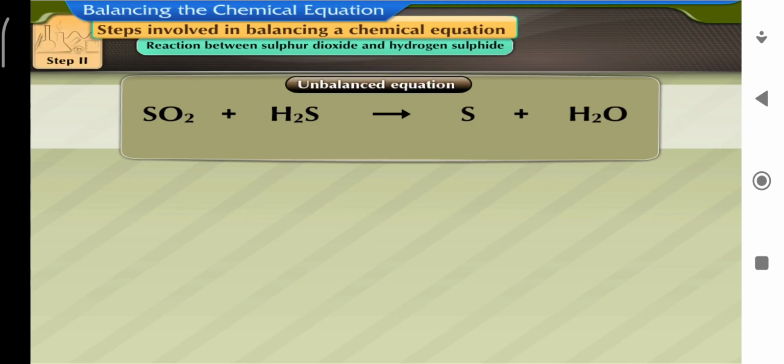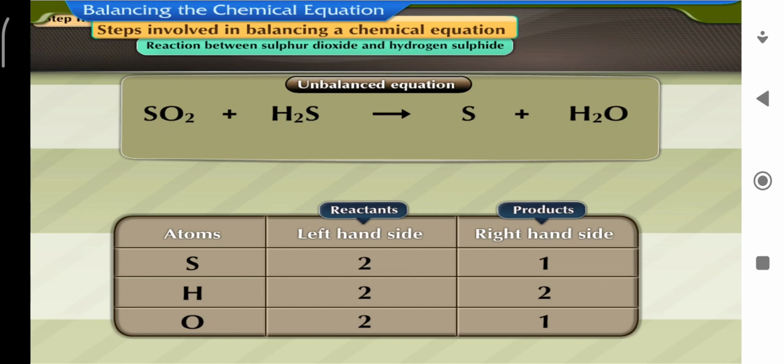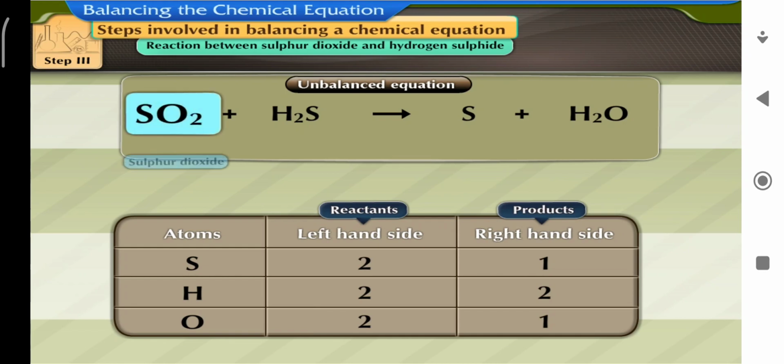Step 2. Compare the number of atoms of each element on both the sides of the equation. Let us enter these values in the table. There are 2 sulfur atoms on the left-hand side and 1 on the right-hand side. There are 2 hydrogen atoms on the left-hand side and 2 on the right-hand side. There are 2 oxygen atoms on the left-hand side and 1 on the right-hand side. Step 3. Choose a reactant or a product that has the maximum number of atoms in it. In this equation, we shall select SO2, that is, sulfur dioxide, and the element oxygen in it.